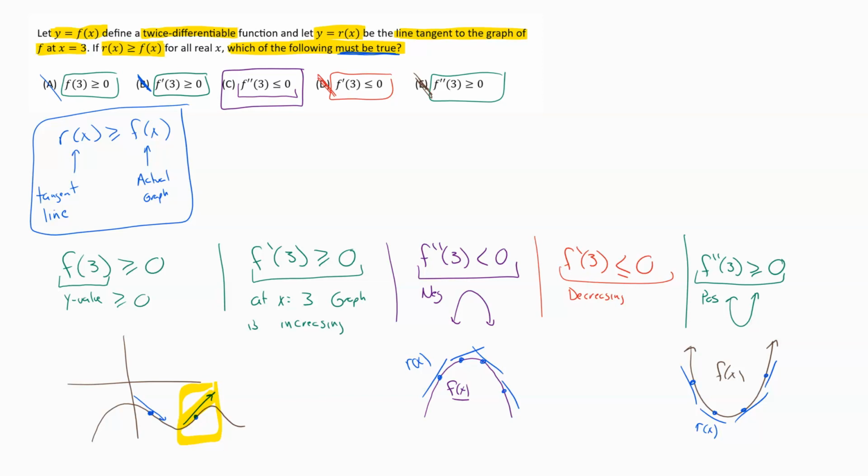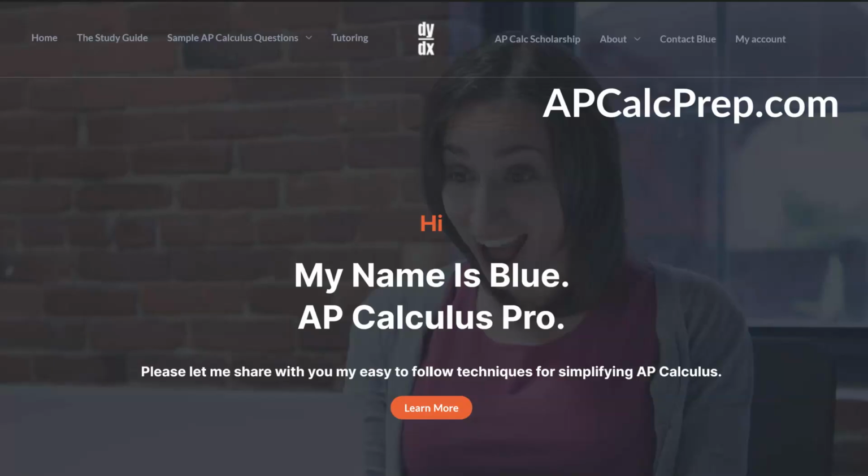We were looking at a concave down graph always, because the only time we could guarantee that our tangent line is always above our actual graph, which is what we had to do, is if we have a concave down graph.